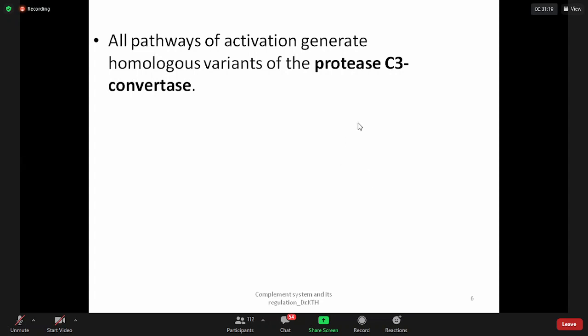Generating variants of a C3 convertase, as we shall see, the C3 complement pathway is different. So we have to literally be able to tell that what I'm looking at is a C3 convertase for a classical pathway or for an alternate pathway.